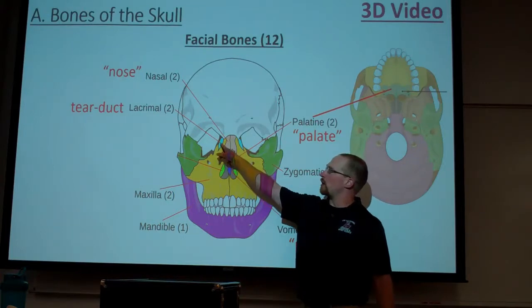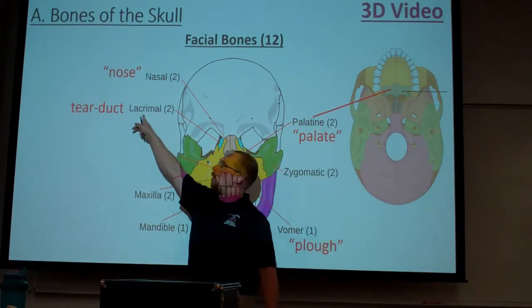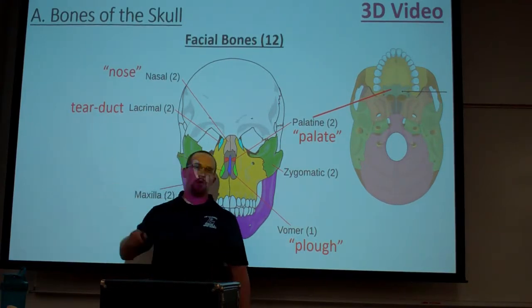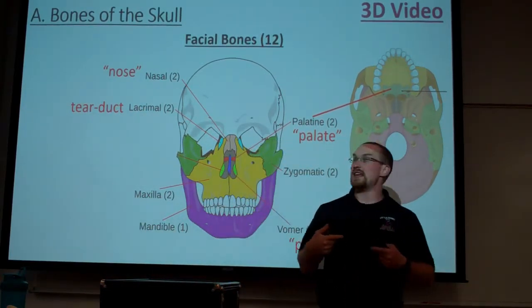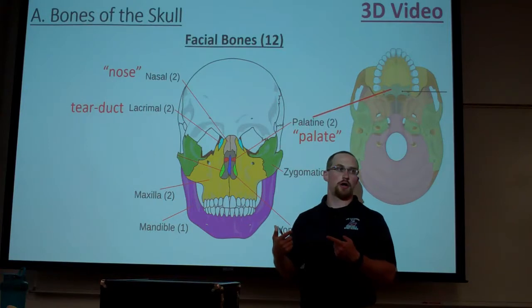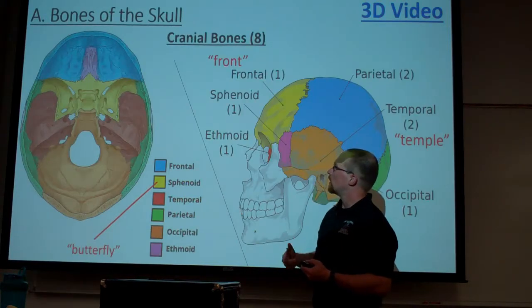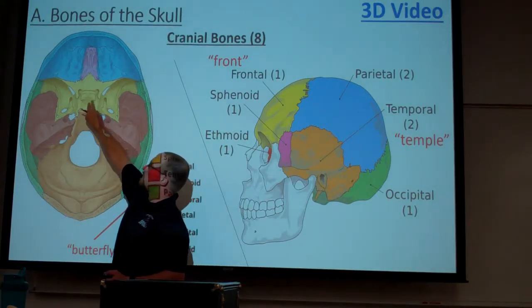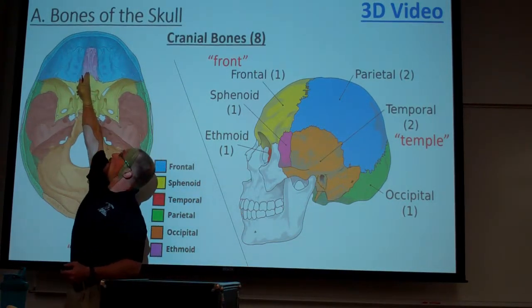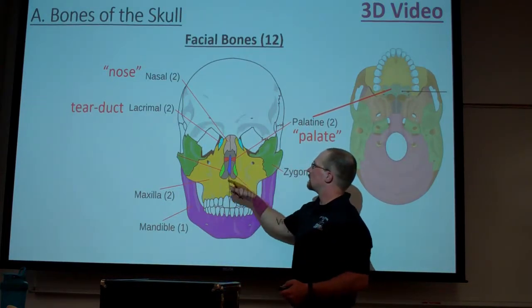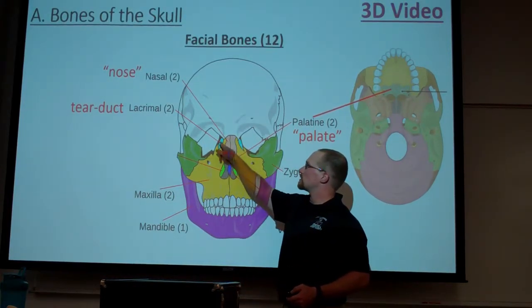In light blue here, these are our lacrimal bones. And I think on your skulls, it's where the tear duct is located. This bone is immediately anterior to the ethmoid bone. So we had our sphenoid bone, our ethmoid bone, and immediately anterior to that, that's going to be our lacrimal bones.